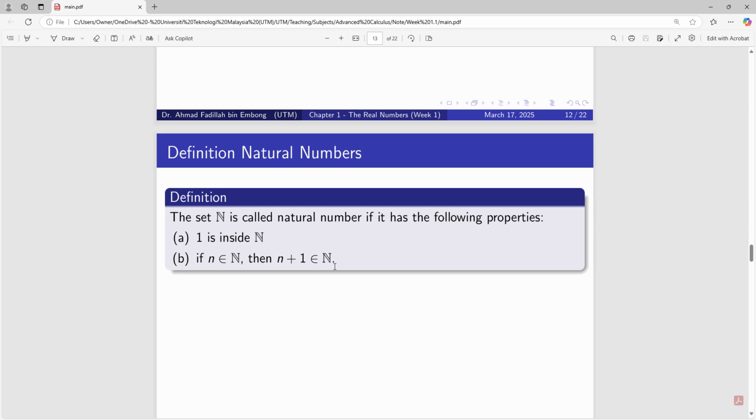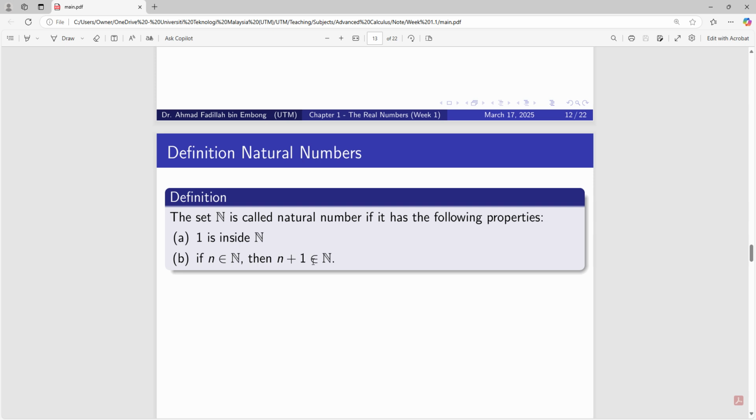You can think for a while how to construct, for example, 2 inside the natural numbers. Of course, you know that 2 is in the natural numbers, right? So how do we construct 2 from the definition here? The first statement says 1 is inside the natural numbers. So we can take n equal to 1, because we know 1 is already inside the natural numbers. Then we do 1 plus 1, which is equal to 2. So 2 is again inside the natural numbers. So what you have now is 1 and 2.